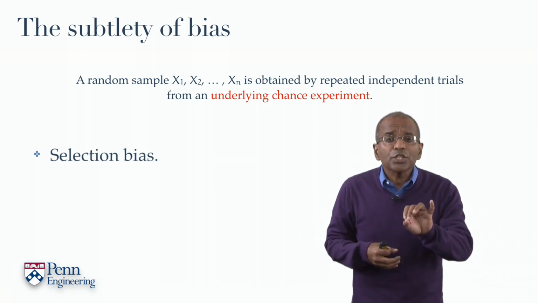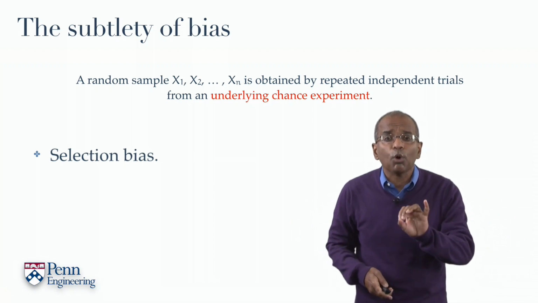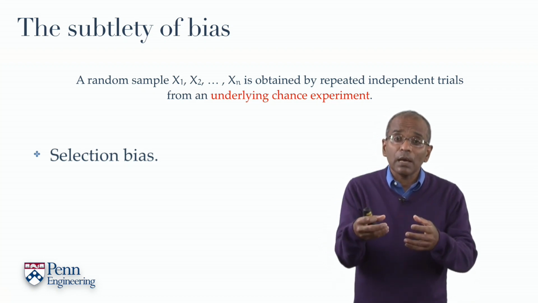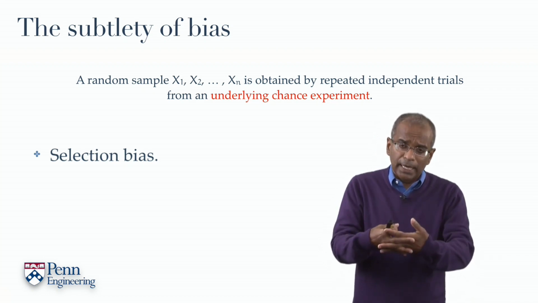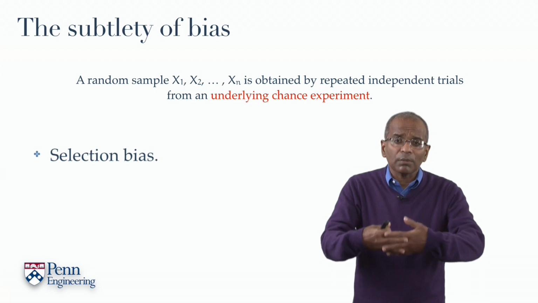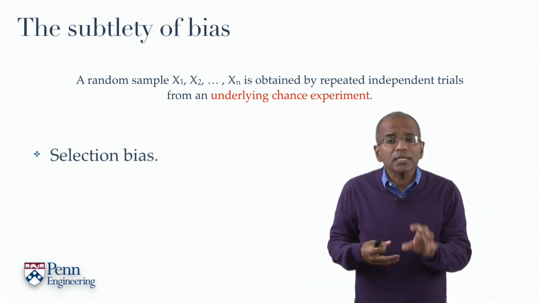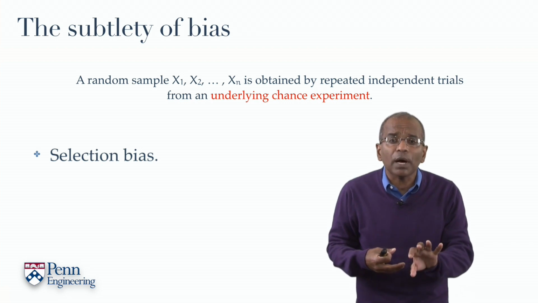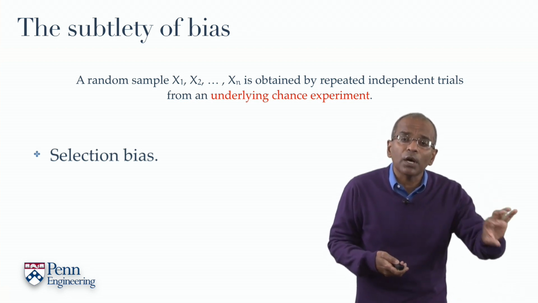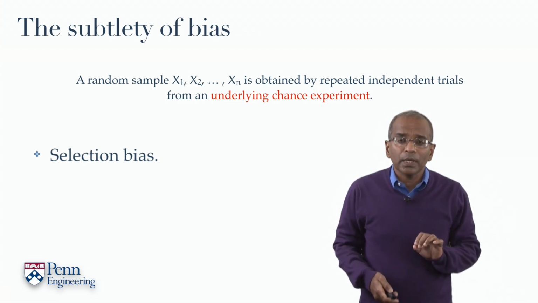So, selection bias is a critical and important thing to look at. When one has a sample, one should cast an eye and say, was this sample taken from the entire population uniformly, or was there some kind of selection bias which focused on a subgroup of the population?